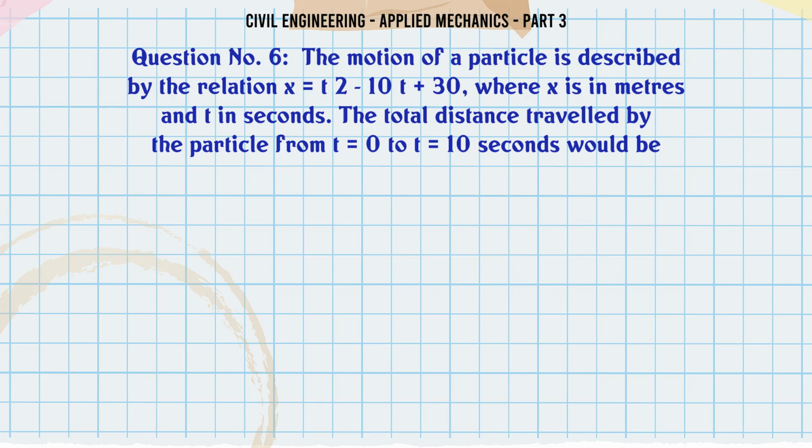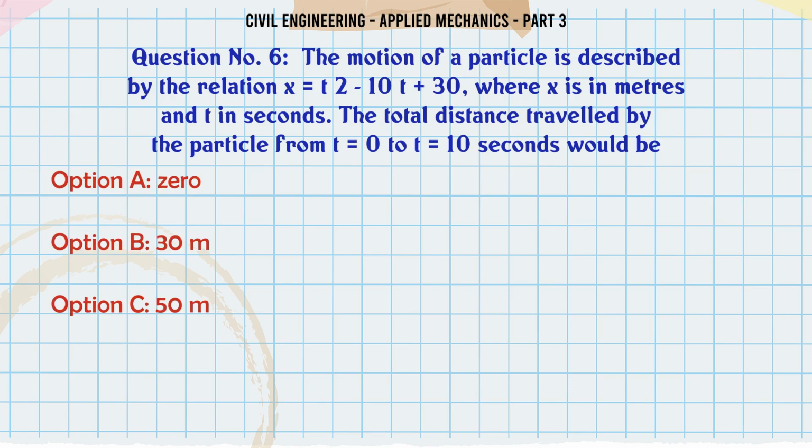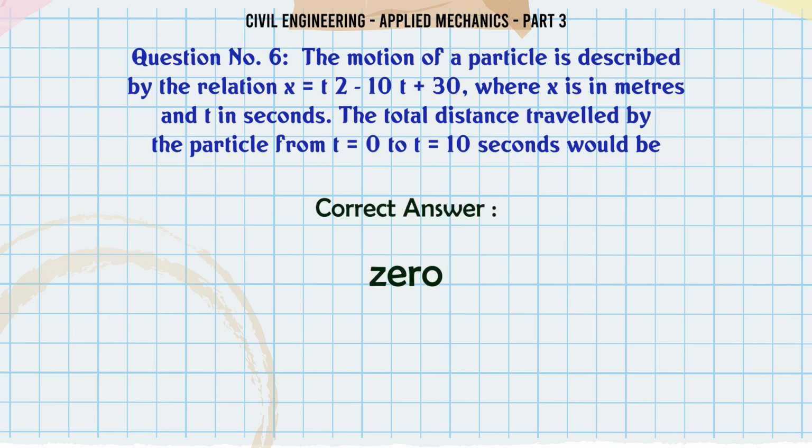The motion of a particle is described by the relation x(t) = 10t - 30, where x is in meters and t in seconds. The total distance traveled by the particle from t = 0 to t = 10 seconds would be: A, 0; B, 30 m; C, 50 m; D, 60 m. The correct answer is 0.